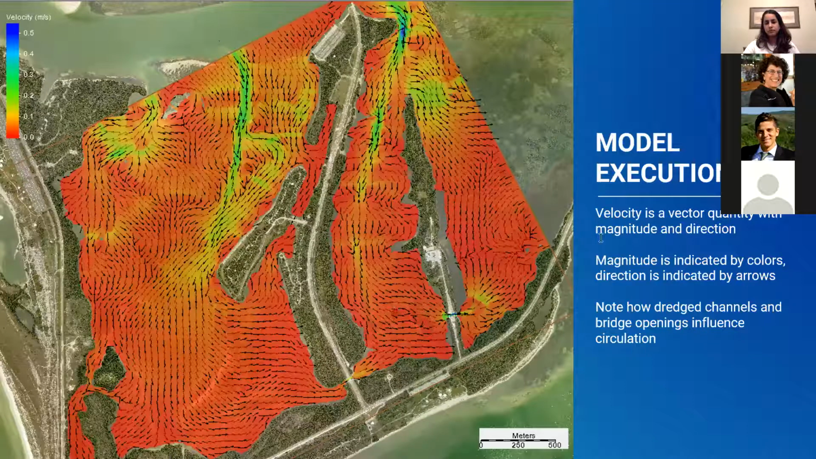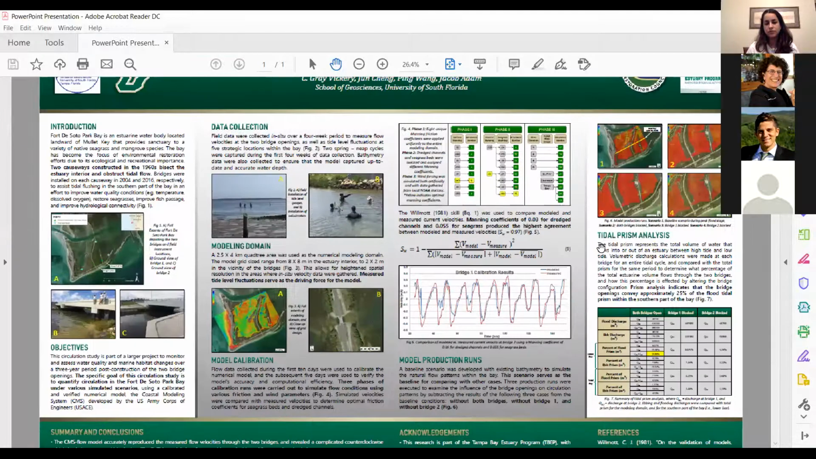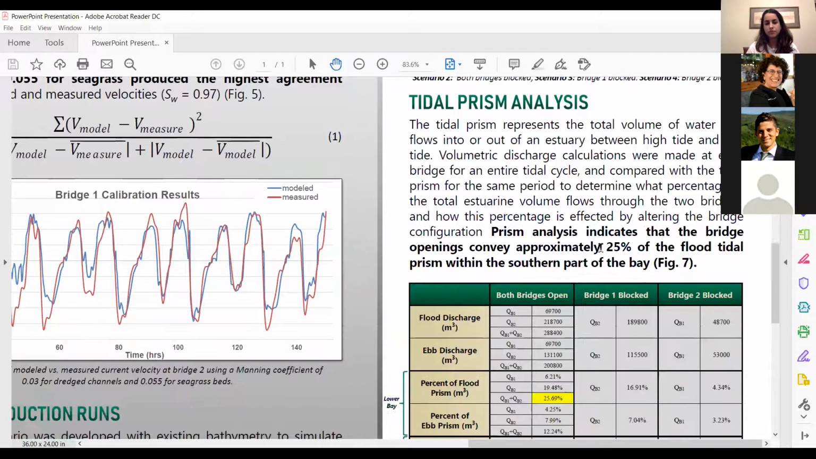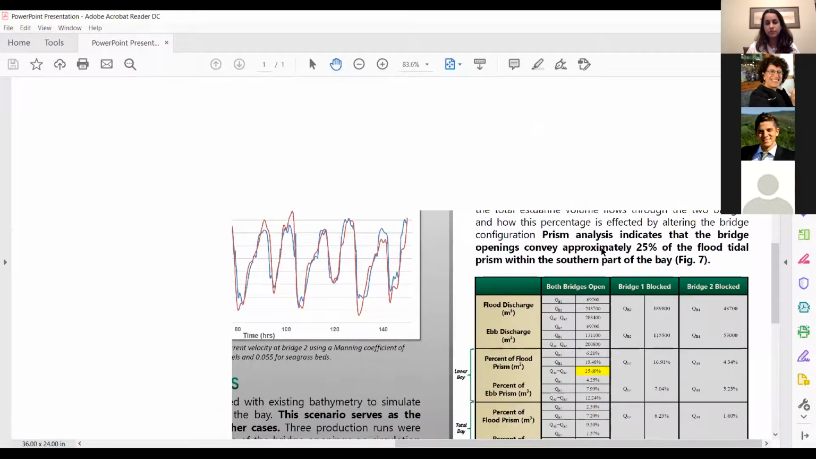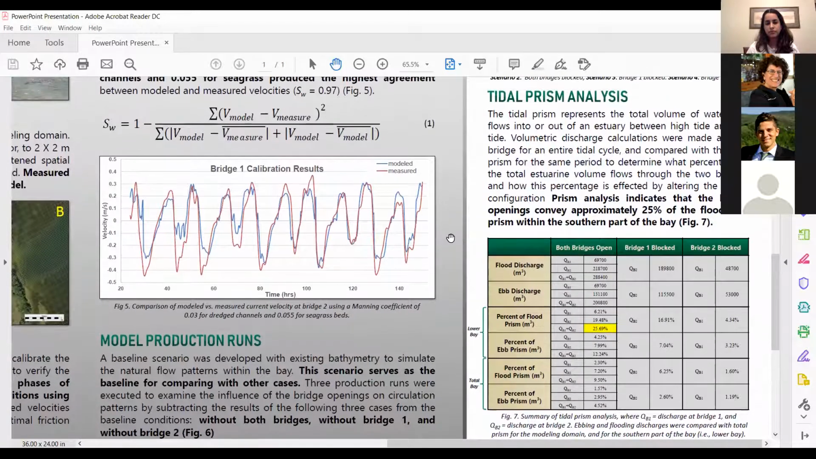Okay. So I wanted to very quickly show you a poster that I put together to summarize all this data. Like I mentioned earlier, our goal here was to see how much those 2 bridges are influencing circulation. This is where I compiled all of our results, over here on the right. We did something called tidal prism analysis, which sounds complicated, but all we're doing is comparing the volume of water that flows through those 2 bridge openings to the entire volume of water that flows into the estuary. And that gives us a percentage.